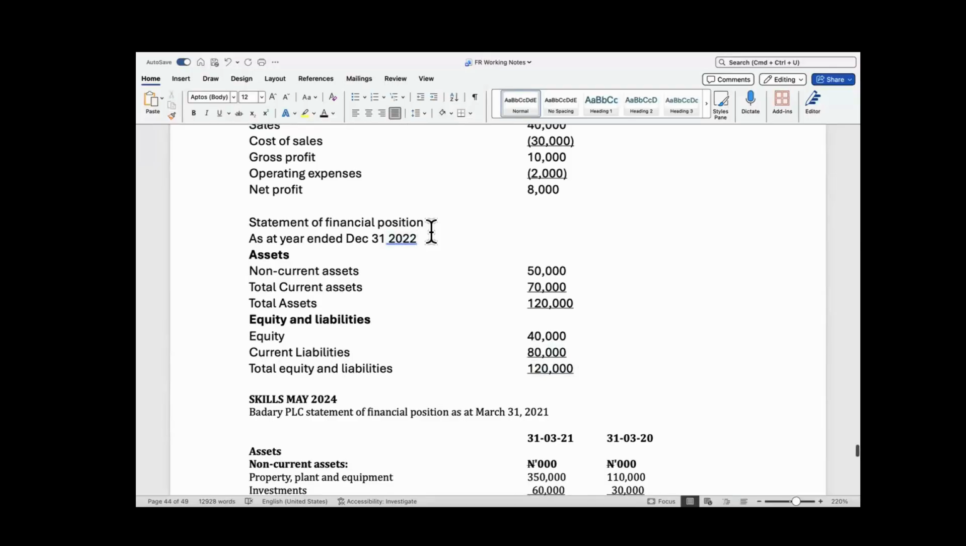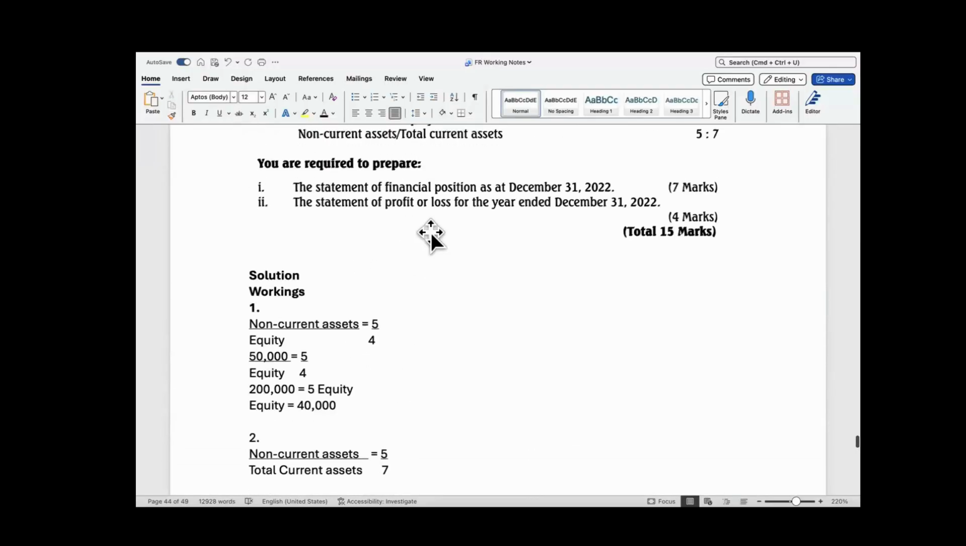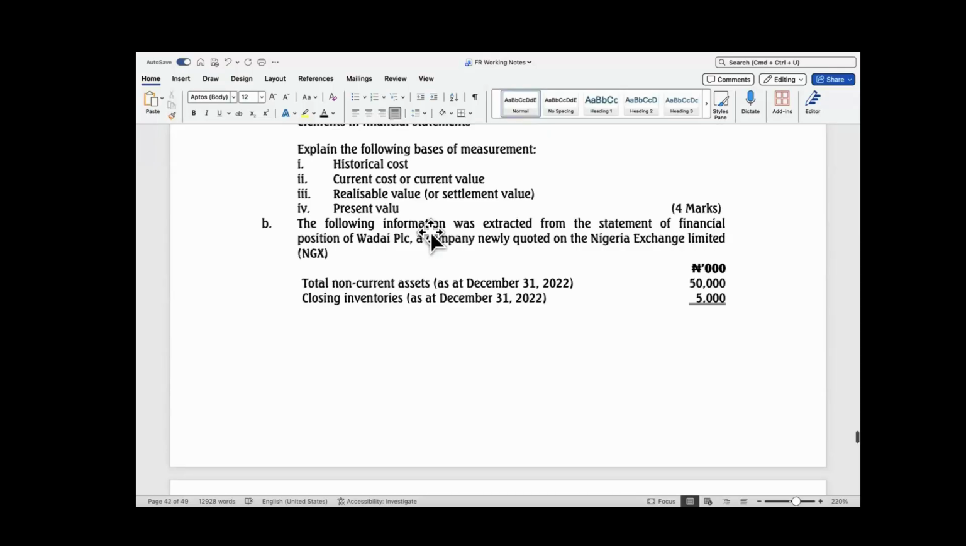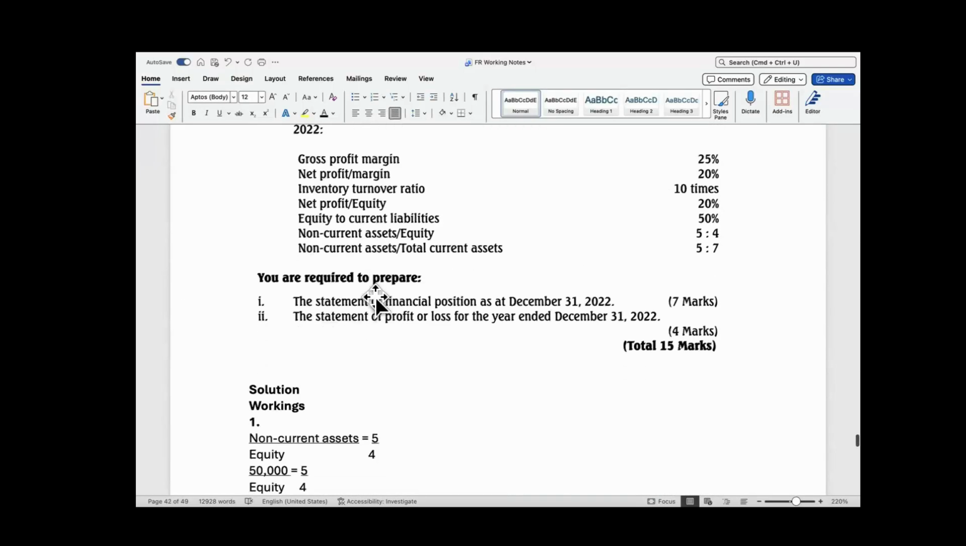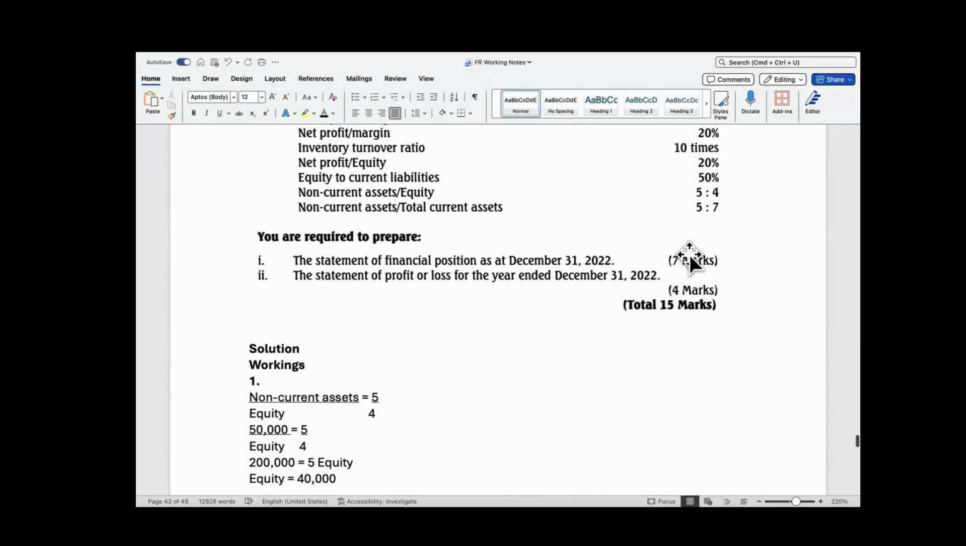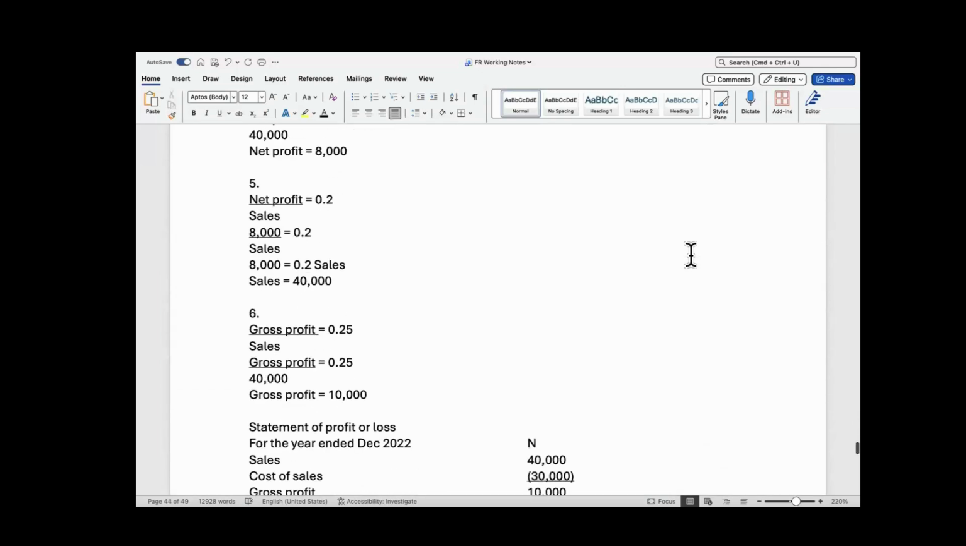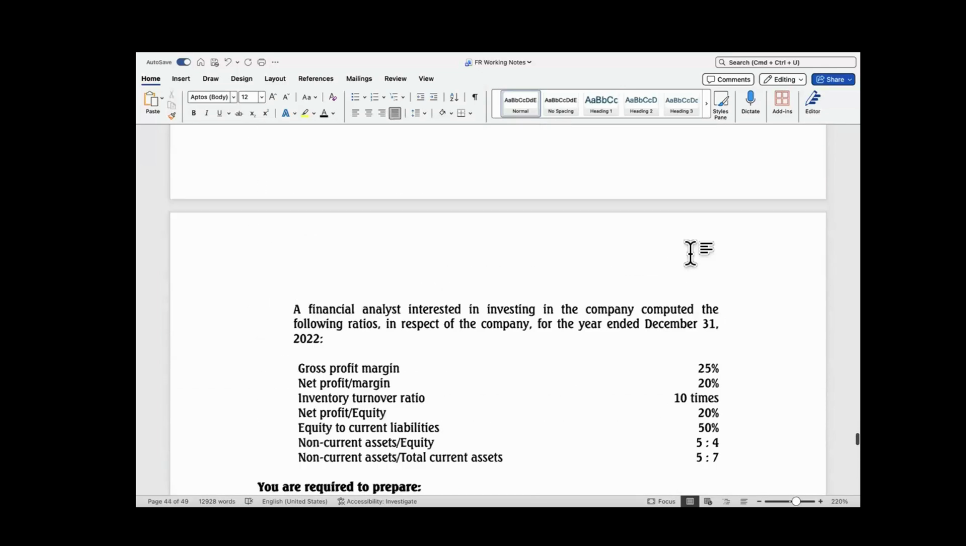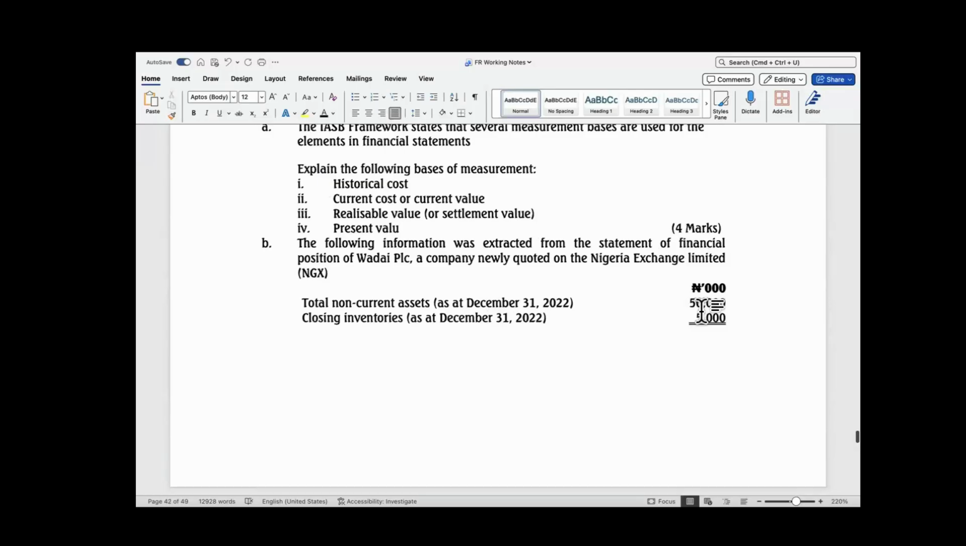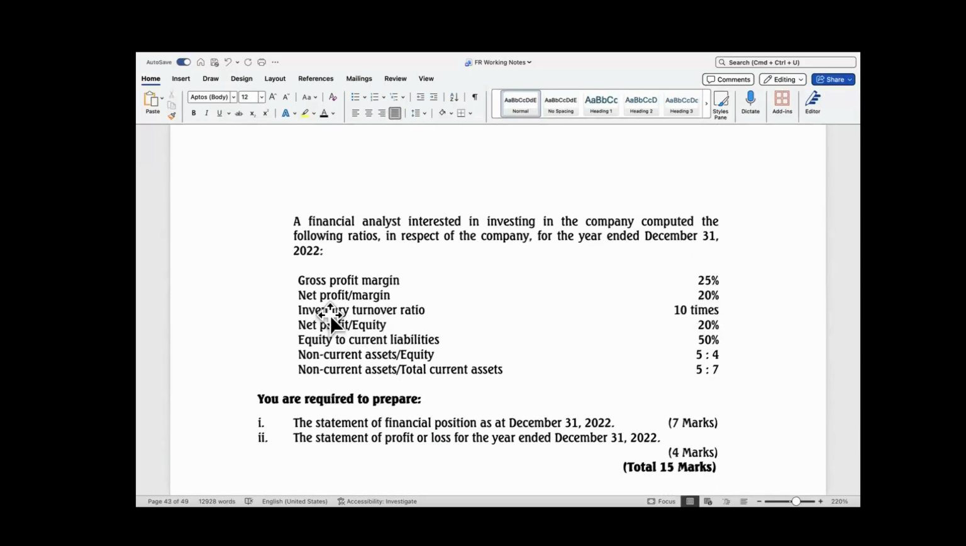So to a large extent, I was just being smart to work around this. I didn't even use this closing inventory at all. I was just working around the marks available, 7, 4. I could decide to go a long way since I'm given closing inventory. This inventory turnover ratio, I didn't touch it at all. I was able to get my sales in another way.